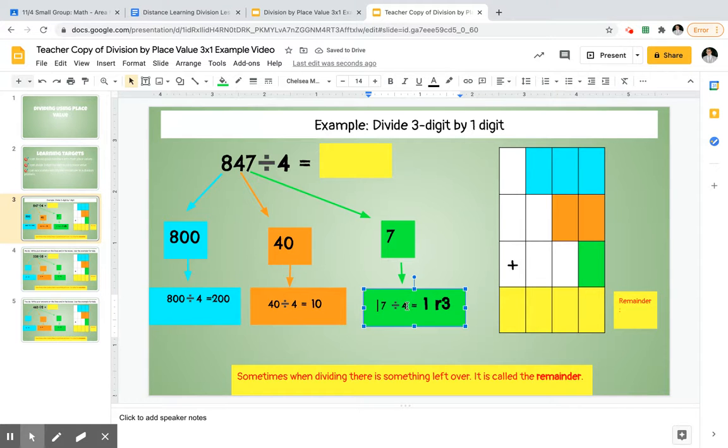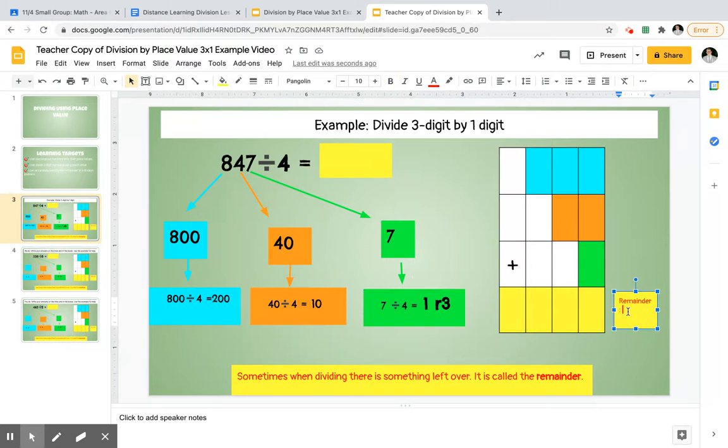Let's break that down a little bit. I have a 1 because I divided 7 by 4 one time. 4 can only go into 7 once. If it goes in twice, it's 8 and it's too big, so it can't go in twice. It can only go in once, which means I have some left over, 3. So that means I have a remainder of 3.